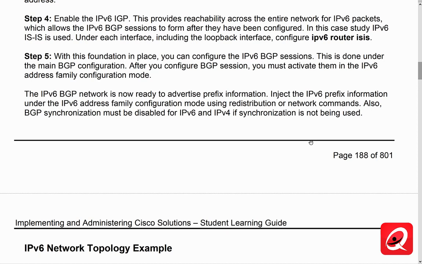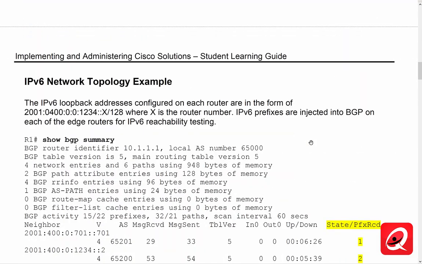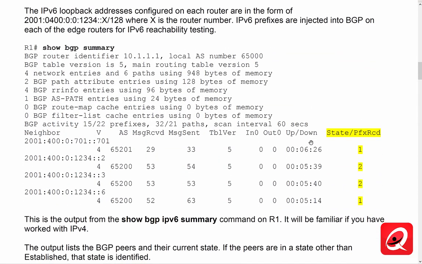Step 5, with the foundation in place, we can now configure our V6 BGP sessions. This is done under the BGP configuration, but with address family mode. And then we're going to decide how we're going to advertise prefix information, inject the V6 prefix information under the address family by using the various network commands.